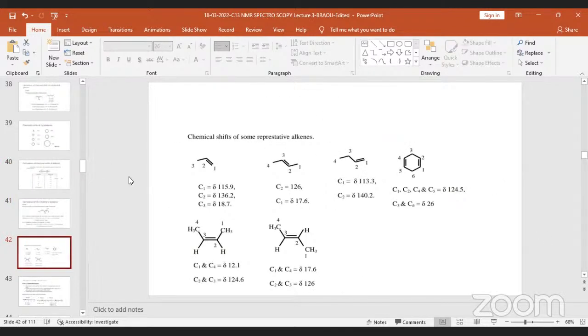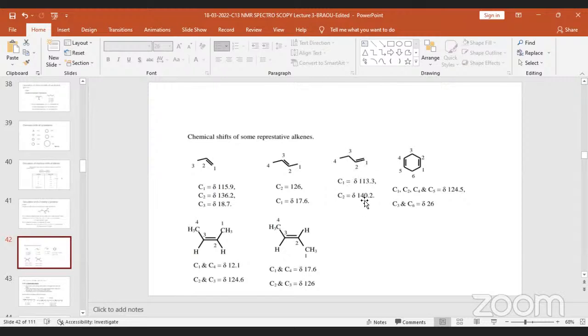See, I am giving you some representative alkenes. You can calculate these values yourself and check. For propene these are the values, and for 2-butene these are the values. The 17.6 belongs to this carbon, the alkyl carbon, and these two are the same, that is 126. Here you see, internal alkene carbons are always downfield from terminal ones. This also you must remember: terminal alkene carbons are always upfield of internal alkene carbons.